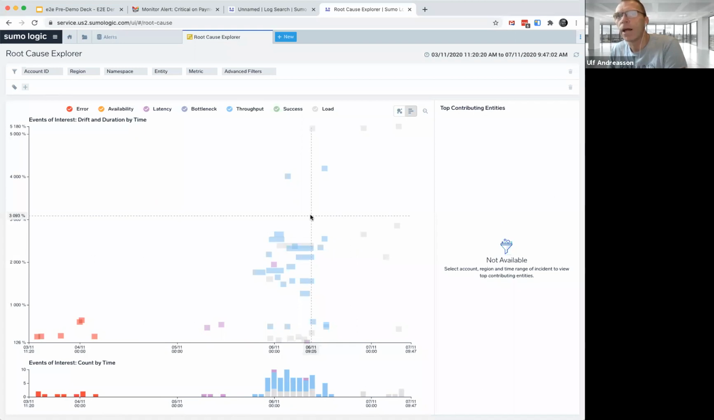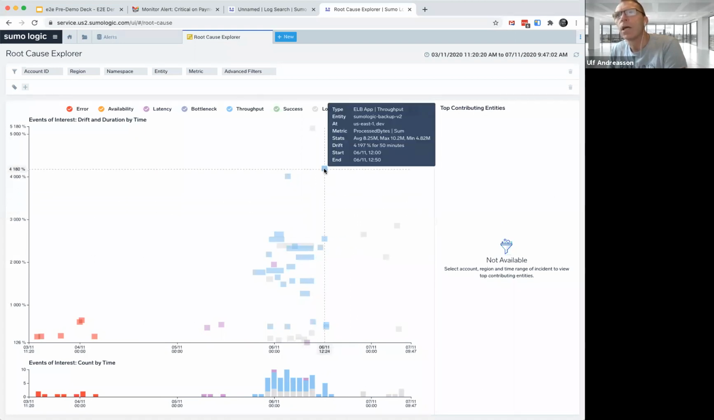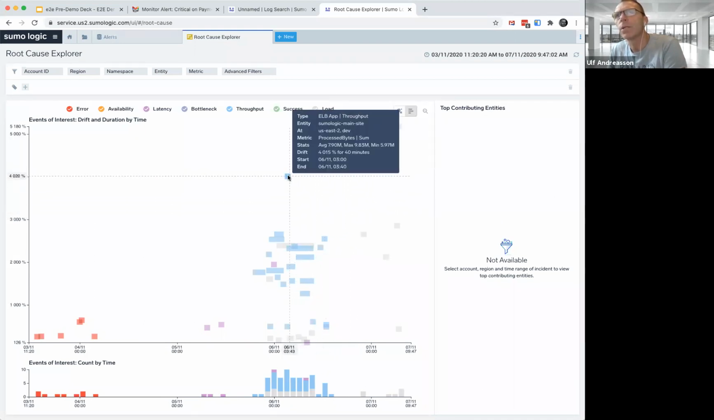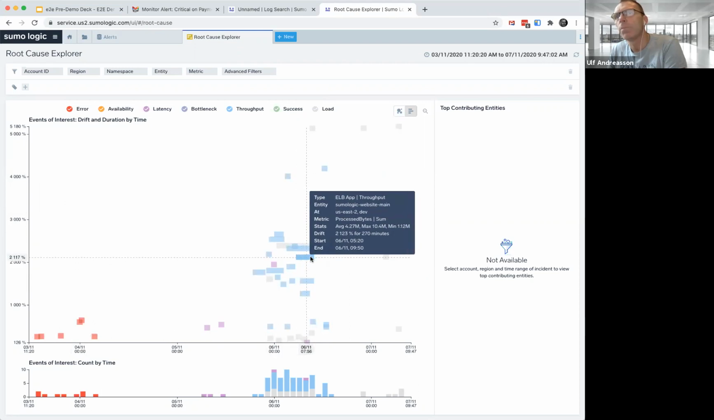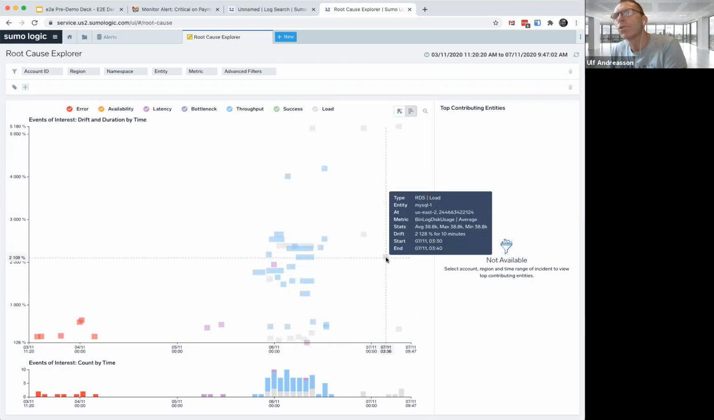Now, there's a lot of different aspects here. And as you can see, just hovering around them, I can see what type of problem. They're color-coded here, but I can also see how much of a deviation we have, as well as what kind of time frame. So maybe these are going on for a bit longer, or maybe it's just a short instance of a deviation, right?